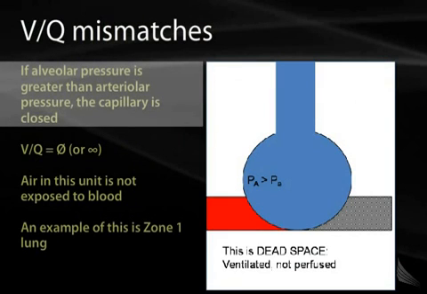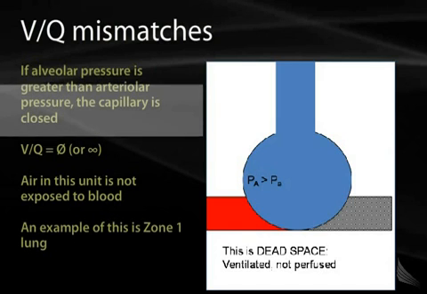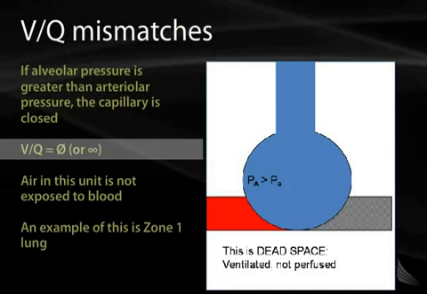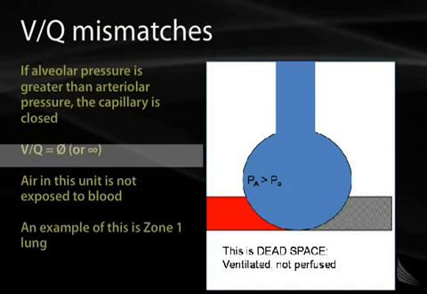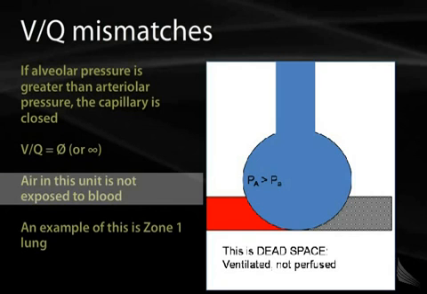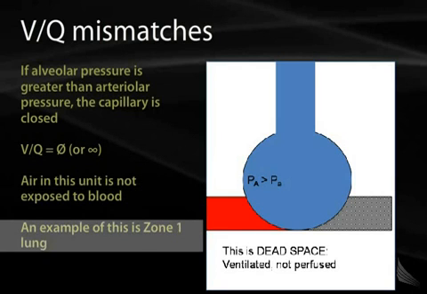Let's give the example where the alveolar pressure is greater than the arterial pressure, zone 1 of West. In this case, V over Q is infinity. Air in this unit is not exposed to blood. This is an example of dead space, and specifically it's the alveolar dead space we talked about.